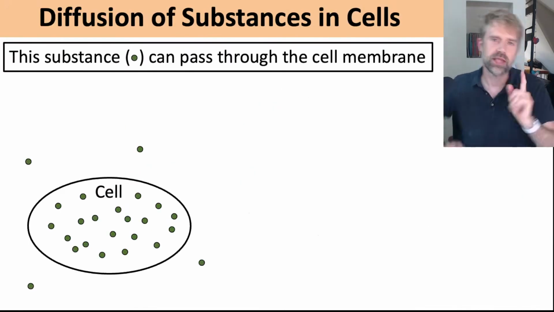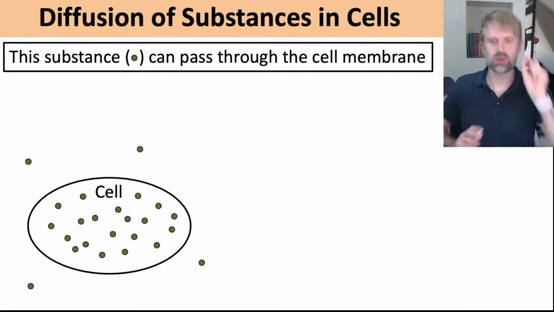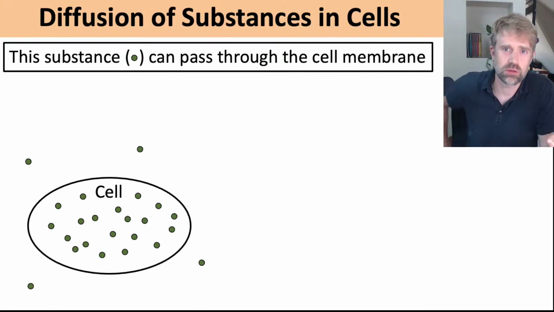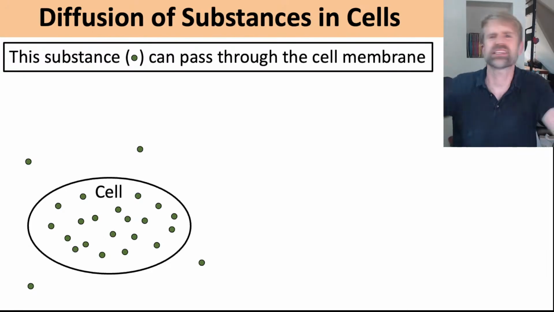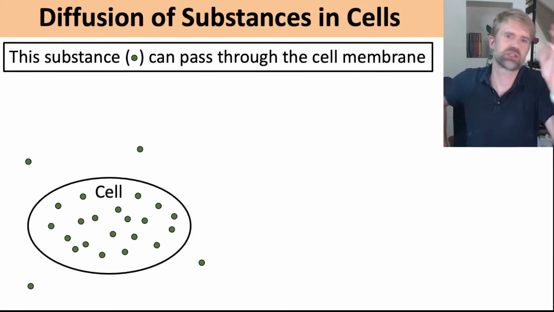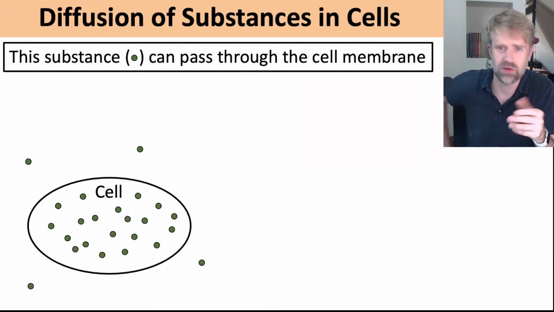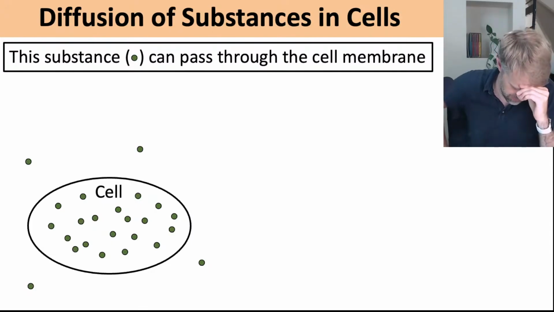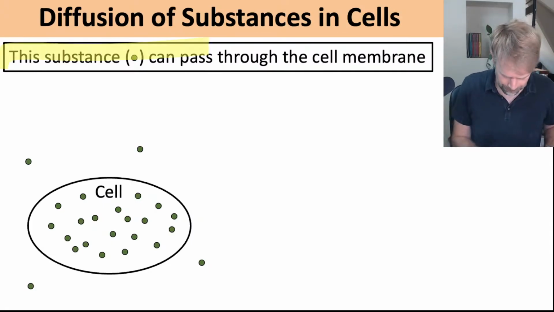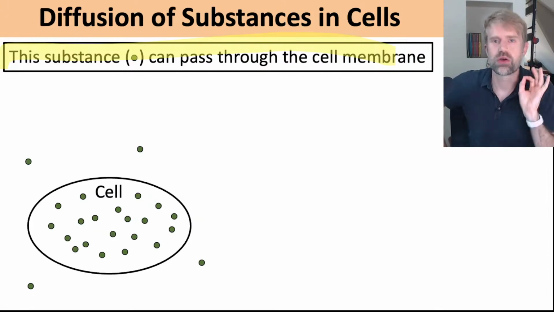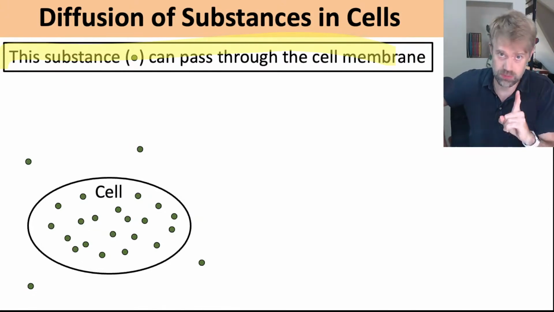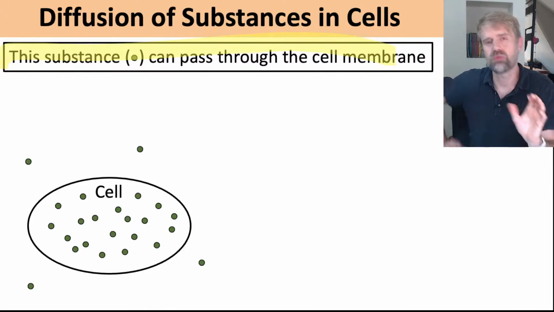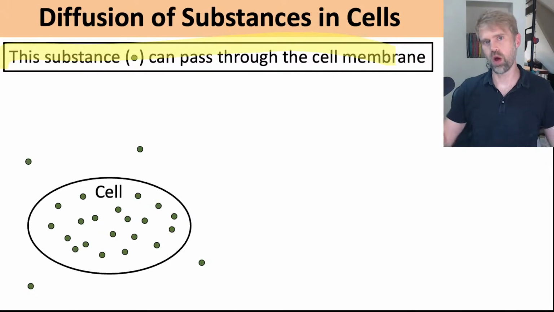Take a look at this cell. We have this substance, these little green circles. Let's say it's a waste, like bacterial pee. It doesn't matter; it's something the cell wants to get rid of. As you can see up here, it says the substance can pass through the cell membrane. That's important. So what is going to happen if we just let the cell sit there?